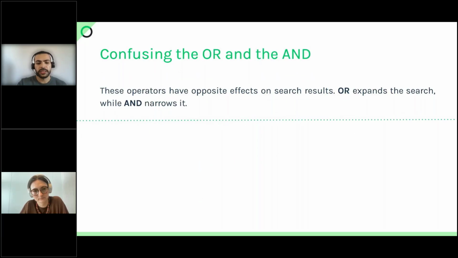Confusing the OR and the AND can also be one of the common errors. These two operators perform opposite functions in Boolean searches. The OR expands the search by retrieving results that include at least one of the terms, while the AND operator narrows down your search by requiring all the elements to be present. And a frequent error is using AND when the goal is to increase the number of results.